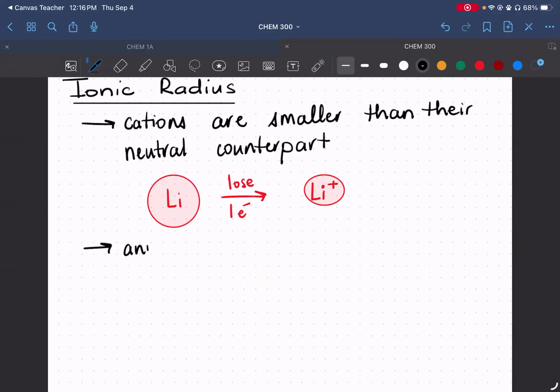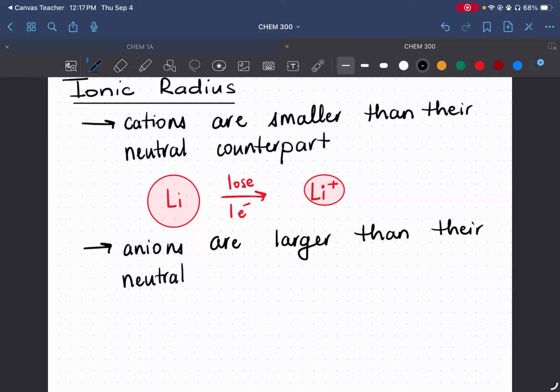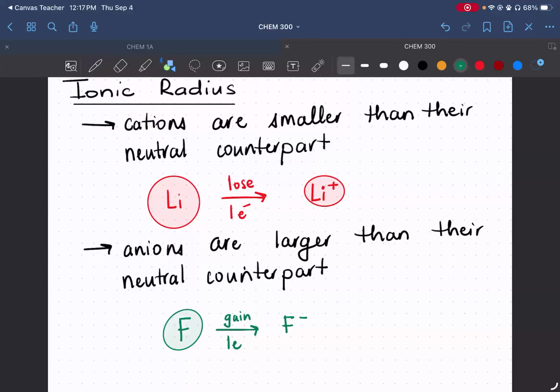Anions, on the other hand, are larger than their neutral counterpart. An example is fluorine. Fluorine is in group 17, so it will gain 1 electron. That will turn into F-. Whatever size it starts off at, it does get bigger upon gaining that electron.